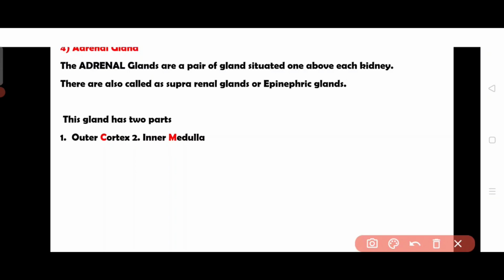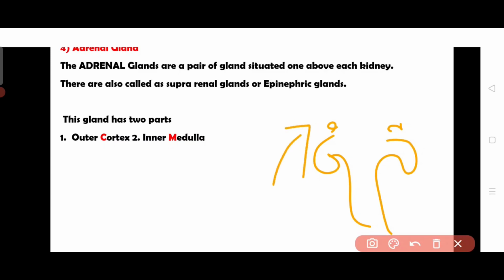Adrenal glands are a pair of glands situated one above each kidney. These are also known as supra or epinephric, above the nephrons. So epinephric or suprarenal glands. They have two parts. How to remember them?